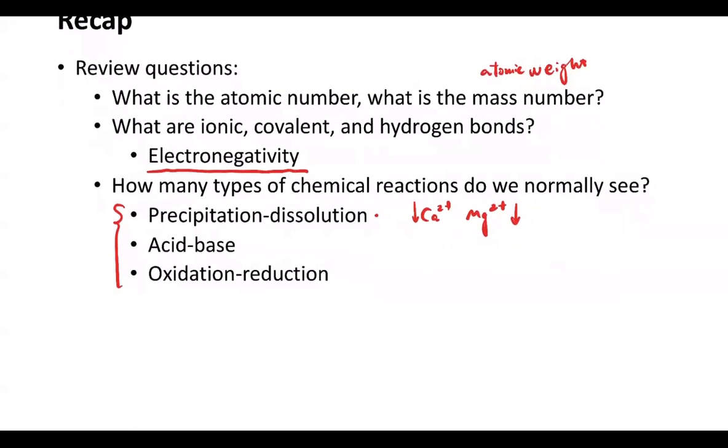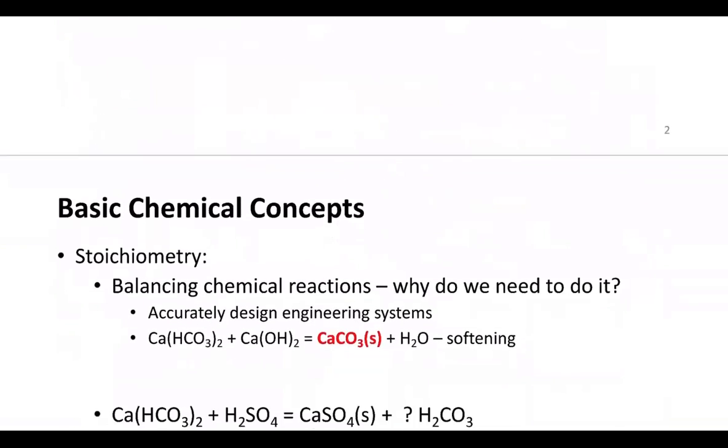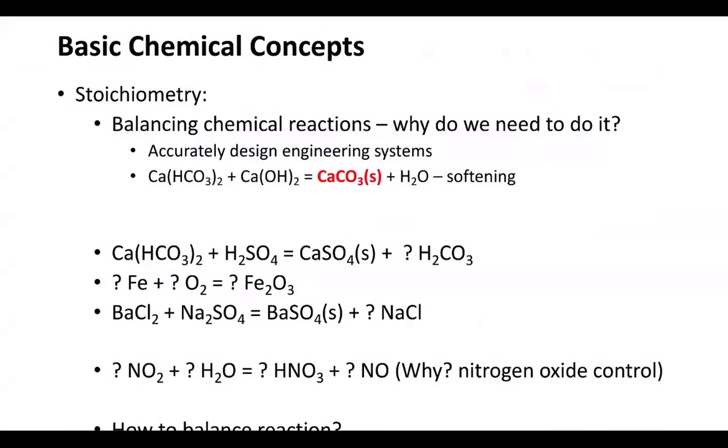So last class, we also mentioned a little bit about balancing the equations. We said that it has a lot of meaning for engineering systems, right? So if we go back to the example of the water softening, right? Here I'm showing the reaction, the precipitation dissolution reaction, right? So we were saying that the major reason causing the hardness or the scale on the faucet is because of these calcium bicarbonates, right? It's mainly because of the calcium ions.